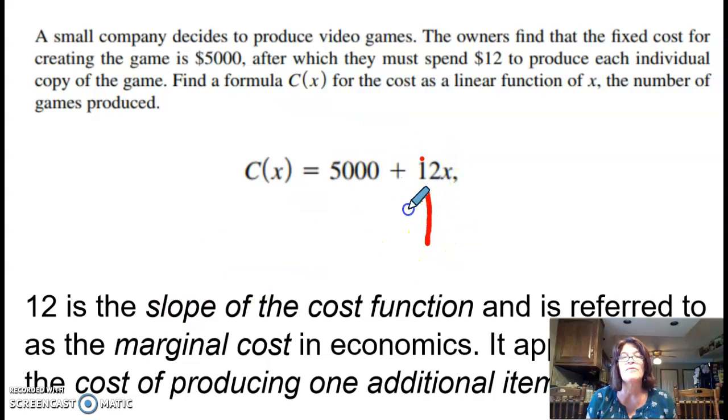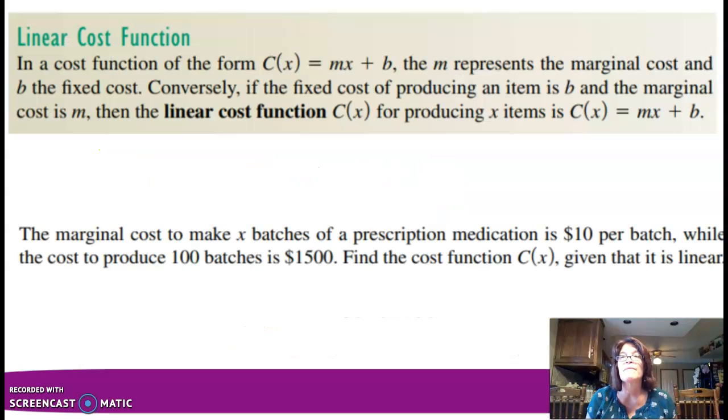What we call 12, which is the slope, when you think about graphing a line, we refer to as the marginal cost. That approximates the cost of producing one additional item. Marginal cost, get used to hearing that in economics. Marginal cost is the slope of the cost function. So we have our linear cost function. It's usually in the form mx plus b. We're used to saying m is the slope, but here we say it's the marginal cost. That's where the m comes from.